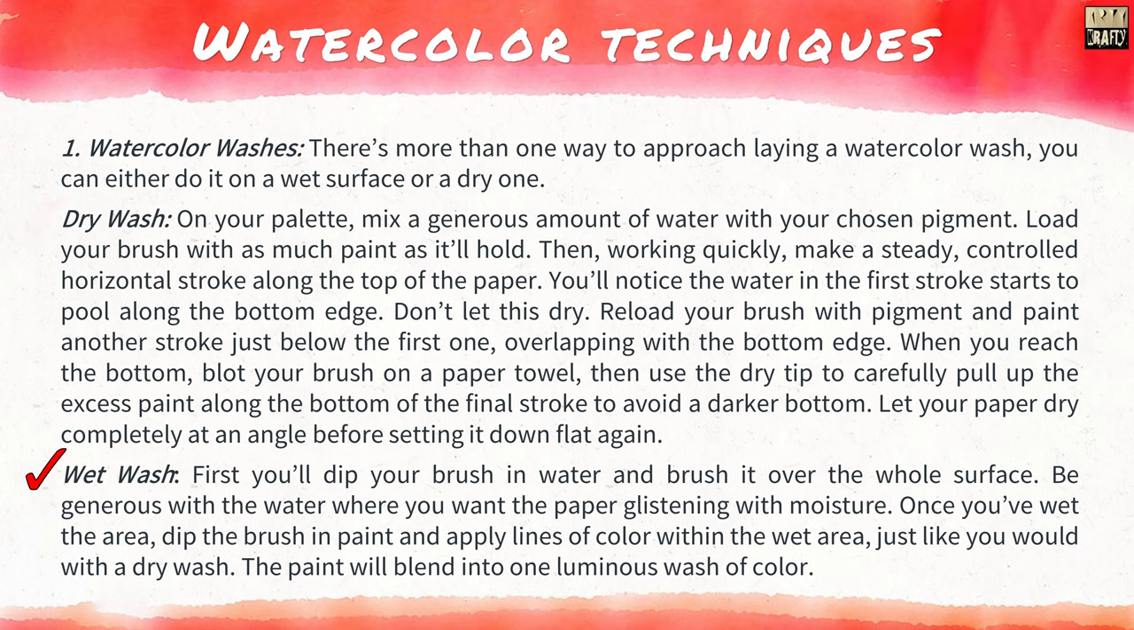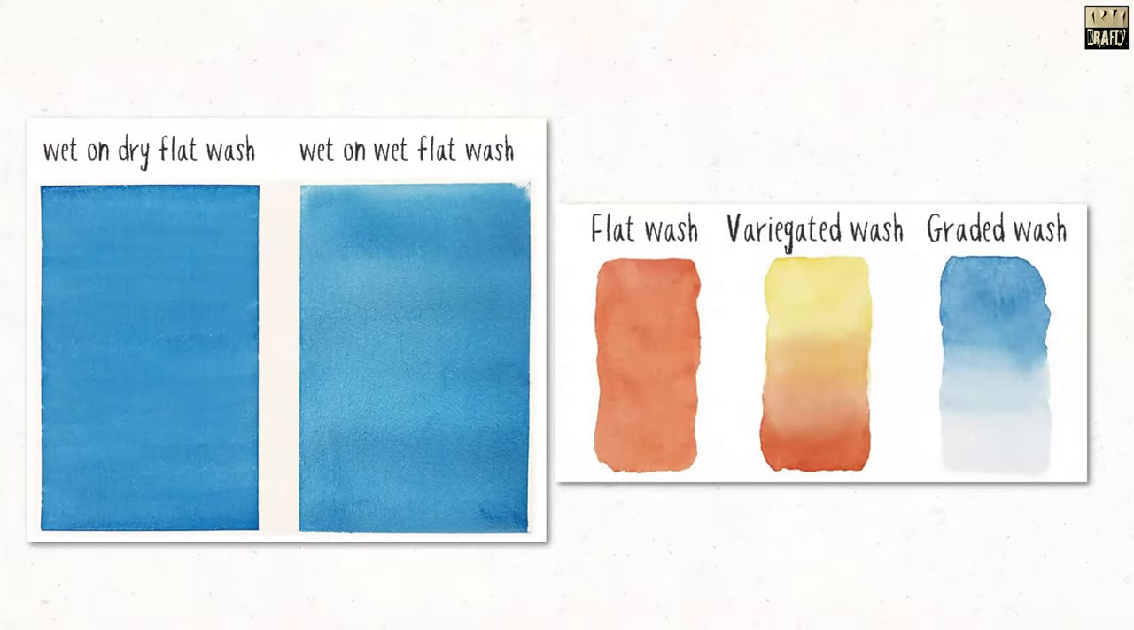Wet wash. First, you will dip your brush in water and brush it over the whole surface. Be generous with the water where you want the paper glistening with moisture. Once you have wet the area, dip the brush in paint and apply lines of color within the wet area, just like you would with a dry brush. The paint will blend into one luminous wash of color. These are the two images of watercolor wash technique.